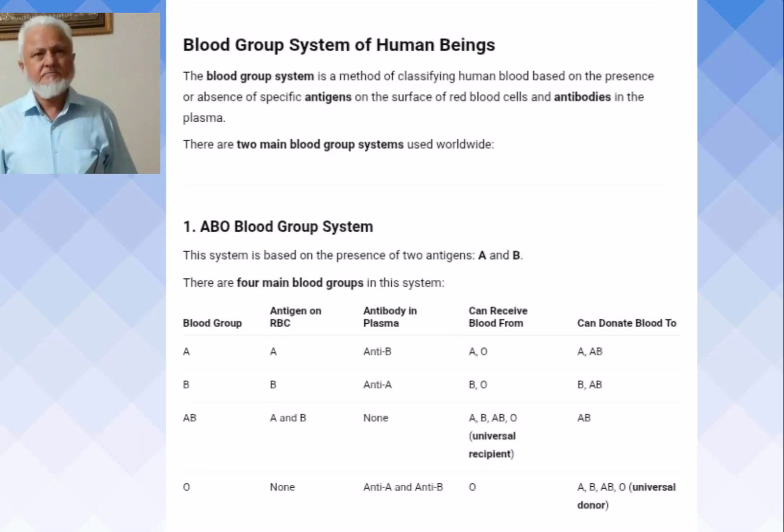Human blood group system. The human blood group system is a method of classifying human blood based on the presence or absence of specific antigens on the surface of red blood cells and antibodies in the plasma. There are two main blood group systems worldwide: Number 1, ABO blood group system, and number 2, RH system.